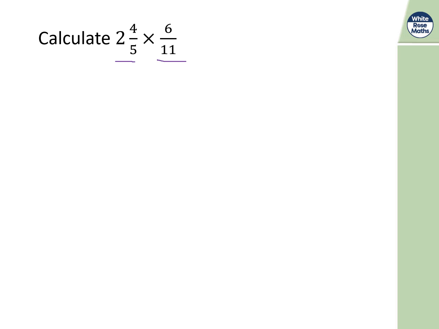Now there are multiple different ways of working out this sum. For me personally, I'm going to change this into a top-heavy fraction or an improper fraction. So I'm going to do 5 times 2 is 10, plus the 4 is going to be 14, so it's 14/5 times 6/11. Sorry about that, guys. So times it by 6/11.